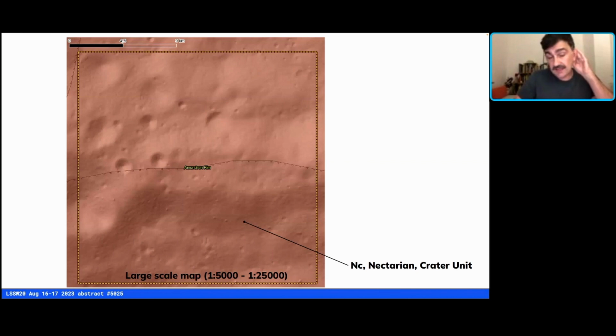In fact, as we also saw yesterday, the jump between the global, small-scale map and this large-scale landing site mapping is too big. It's too big to have a context where we can place our geologic mapping, for example, a landing site mapping. So, next slide.